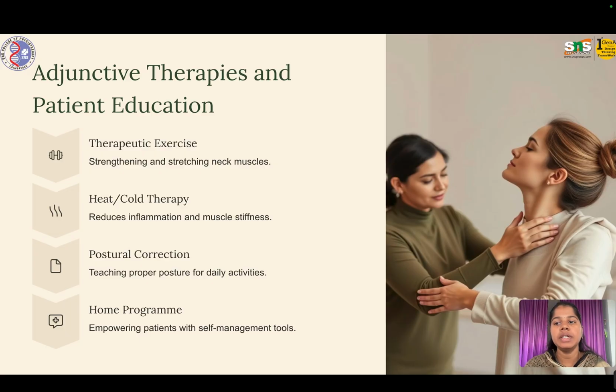So, what are the adjuvant therapies and patient education? Cervical traction works best when combined with other therapies as well. The first one is stretching and strengthening exercises of the neck muscles. If combined with cervical traction, it not only relieves the pain of the patient but also strengthens the muscles of the patient.